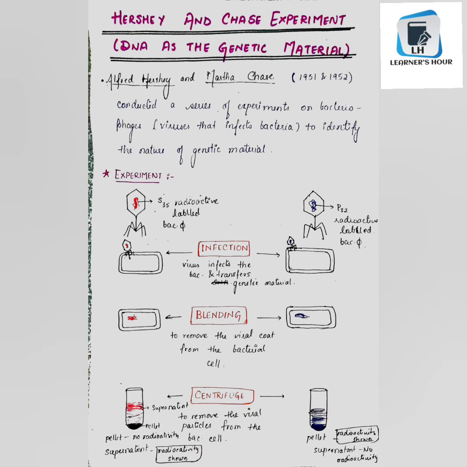One of the viruses was radioactively labeled with S35 isotope of sulfur, which indirectly labeled the protein of the virus as the sulfur is present in the amino acids. Similarly, the second one was radioactively labeled with P32 isotope of phosphorus. As we know, phosphorus is present basically in the DNA as it forms the backbone of the DNA. So it radioactively labeled the DNA of the bacteriophage virus.